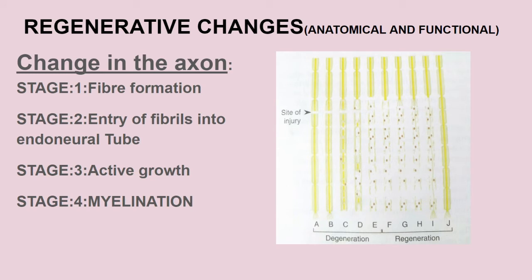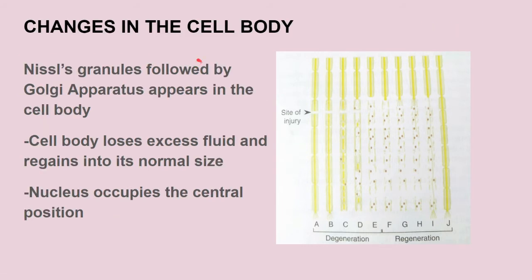Now the regenerative changes or the repairing changes occur in two ways, anatomically and functionally. In anatomical repair, the structure of the neuron repairs, while in functional repair, the neuron gains back its function of transmitting the impulse. Okay, the anatomical is a faster one as compared to the functional. Functional will take time because the neuron is weak and will take time to gain back its previous function. Now first of all, anatomical change or repairing is done in two ways: change in the axon and change in the cell body.